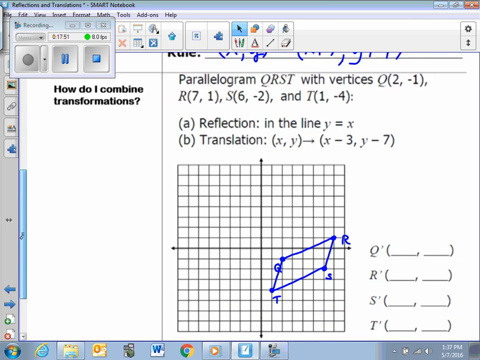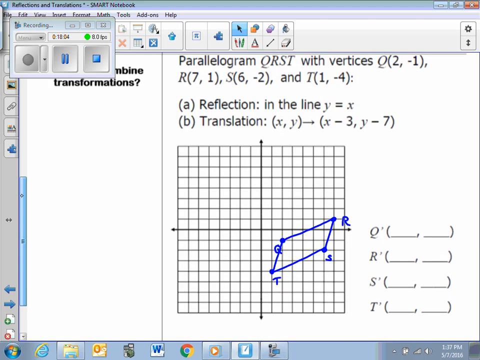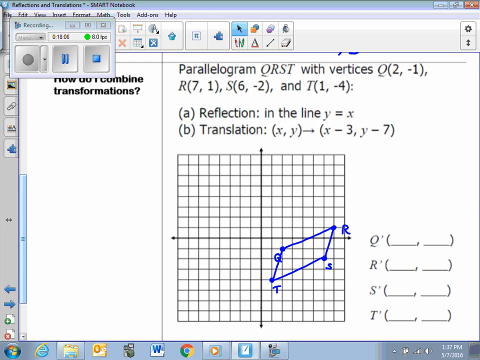All right, how do I combine? Well, we want to do 2 translations. So let's see, I'll do this one, and then you can do the last one on your own. I'll put the answer up for you. So we got a parallelogram QRST. First, we want to reflect it in the line y equals x.